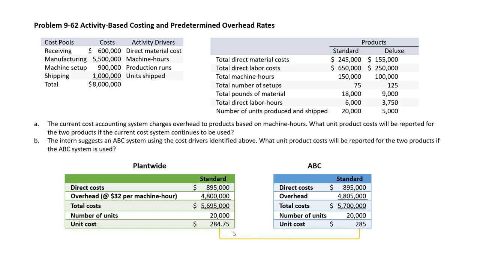Unit cost under the plant-wide predetermined overhead rate with machine hours is $284.75. It actually increased under ABC to $285, so it went the opposite direction of what we anticipated. So, I don't want to say just scrap everything. What I want to say here is maybe I didn't get the right cost pools. Maybe I need to still continue working on this and break them down a little bit more.